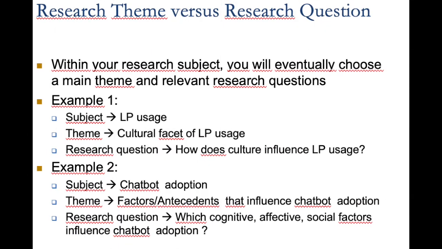Finally, from the research topic, what's the research question? So within your research topic, you will eventually choose a main theme and relevant sub-research questions. For example, from the subject loyalty program usage, you come to the theme cultural facets of loyalty program usage, and the research question, how does culture influence the loyalty program usage? Or another example, from the subject chatbot adoption, you come to the theme factors and antecedents that influence chatbot adoption, and your research question would be which cognitive, affective and social factors influence chatbot adoption.